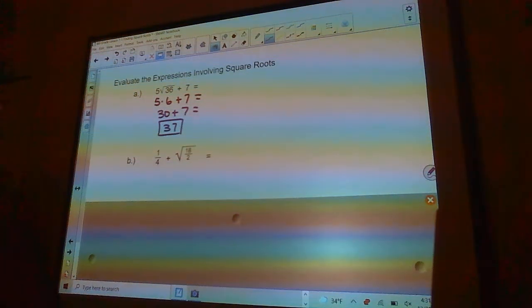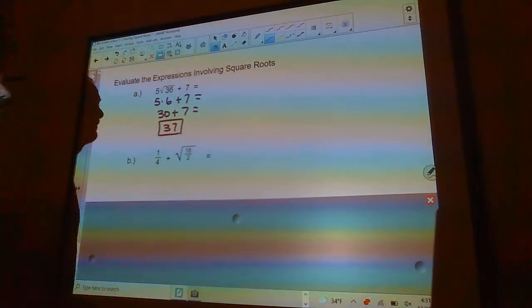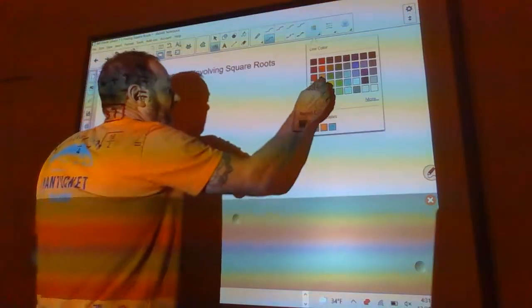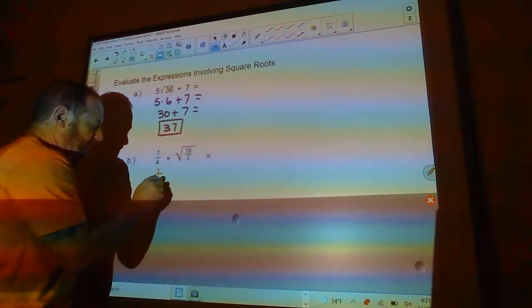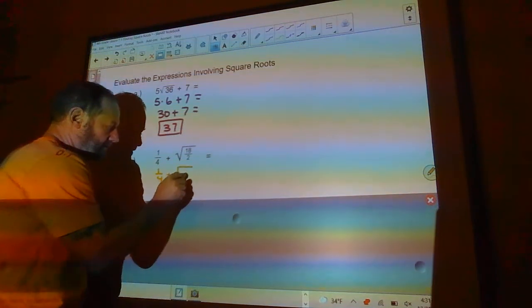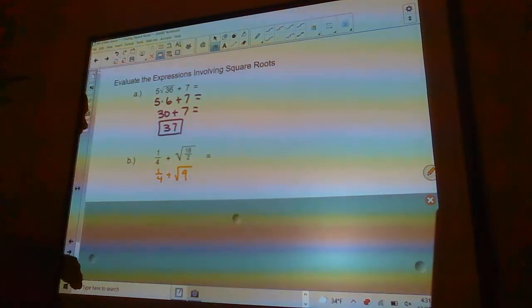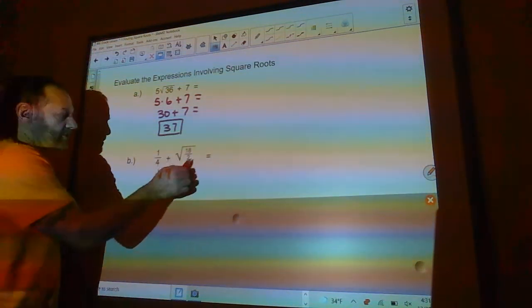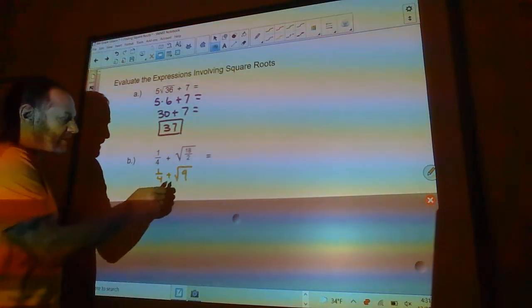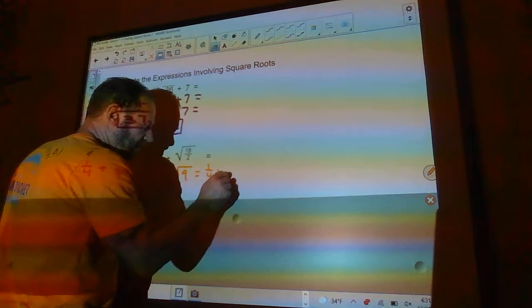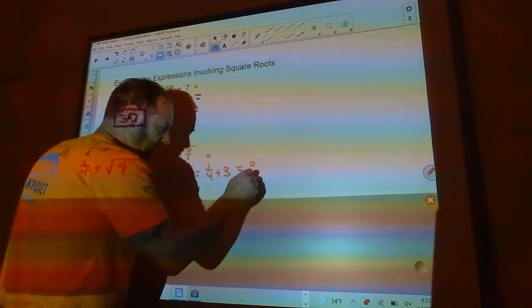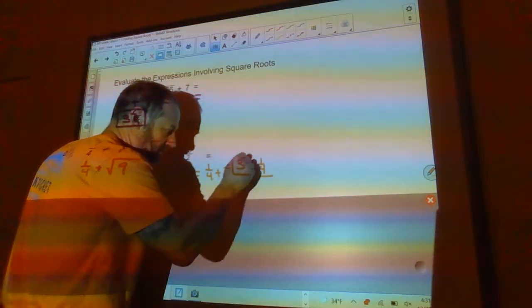Okay, 1/4 plus the square root of 18 halves. This one's a little tricky. Here's what I would do first. 18 halves reduces, that's just 9. 18 divided by 2 is 9. We're going to do everything inside the square root first. Now I can square root that really easily. This is 1/4 plus 3, which is just 3 1/4.